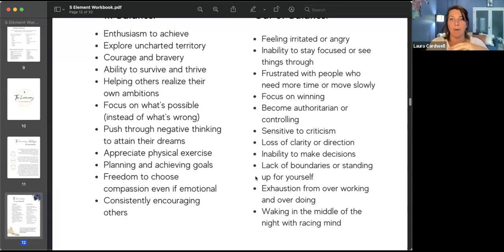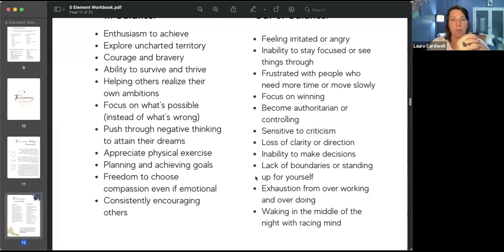It's the inability to stay focused or see things through to completion. It's frustrated with people who aren't moving as quickly as we want them to. It can be super focused on winning and lose sight of the purpose of what's going on. It can become authoritarian or controlling. It can be sensitive to criticism. So like, don't criticize me, but I'll criticize you kind of energy. You can also see a little bit of narcissism in that side of extreme wood energy.